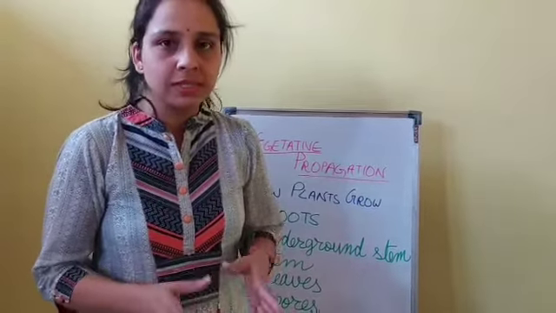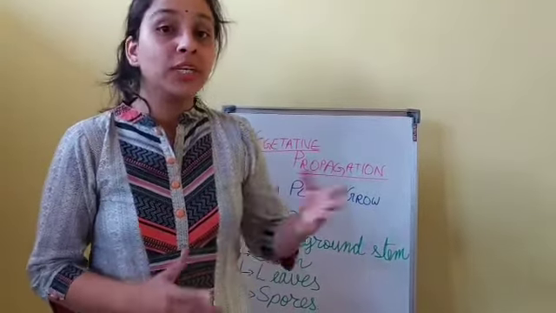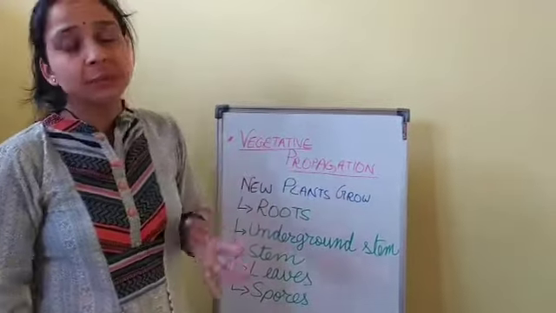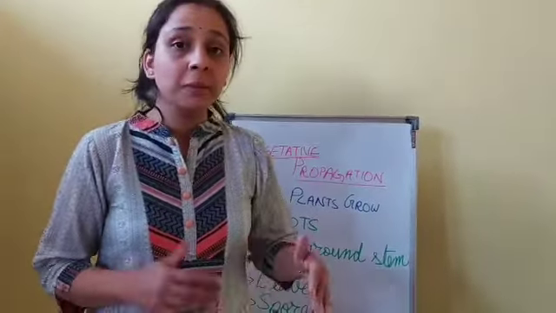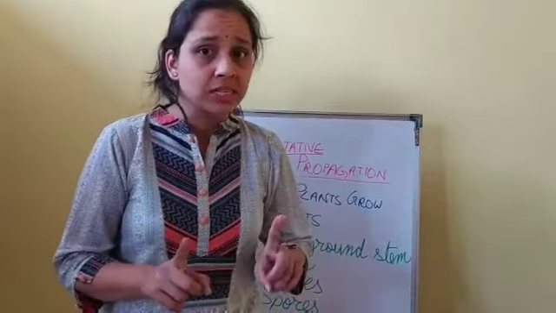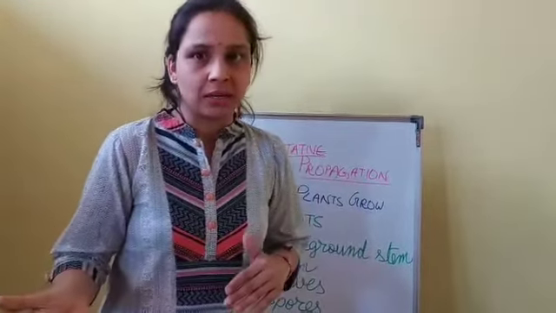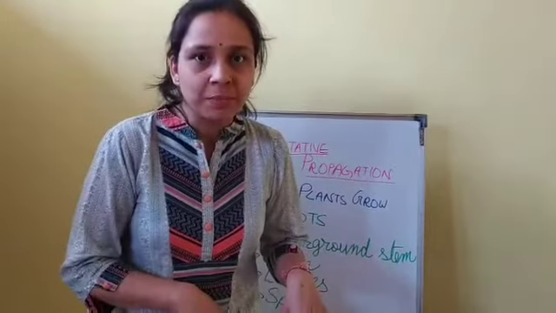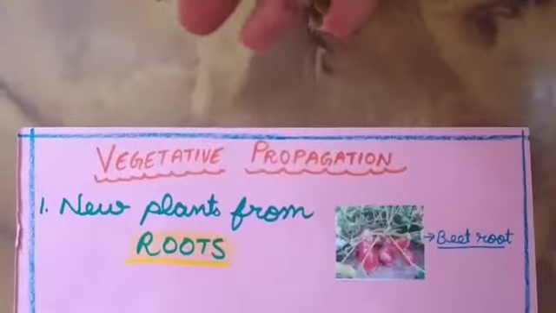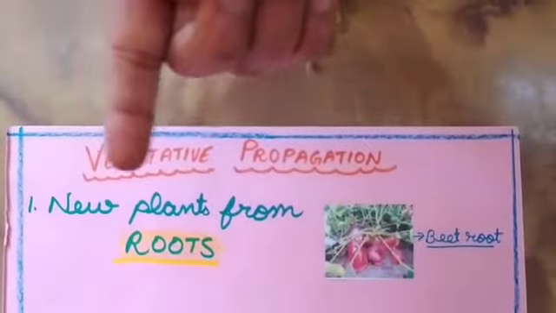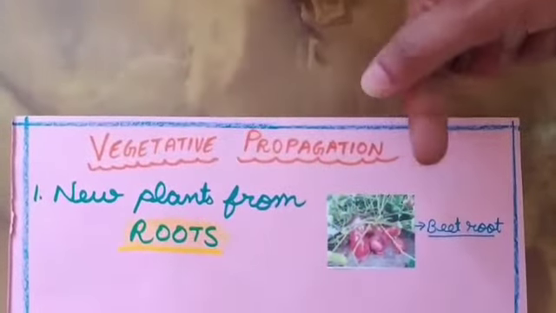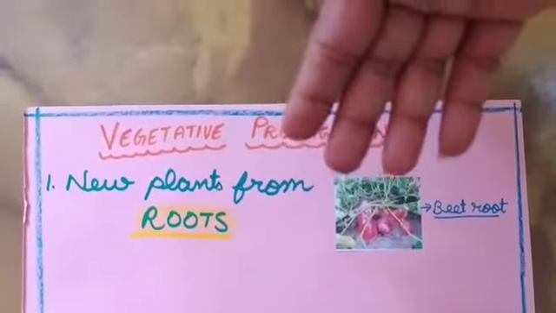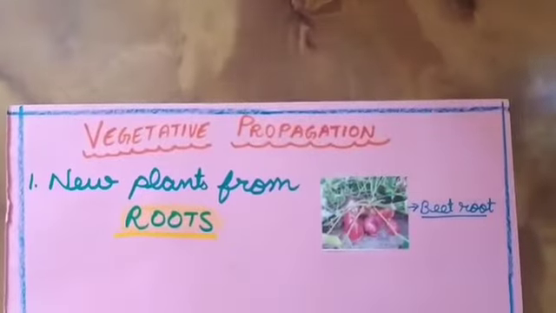After the dispersal topic, we will come to a new topic that is called vegetative propagation. Vegetative propagation means growing plants not from the seeds but from other parts of the plant like root, stem, or underground stem. The best example of growing new plants from the root is beetroot, and others are carrot, radish and sweet potato. Through these roots, new plants can arise.